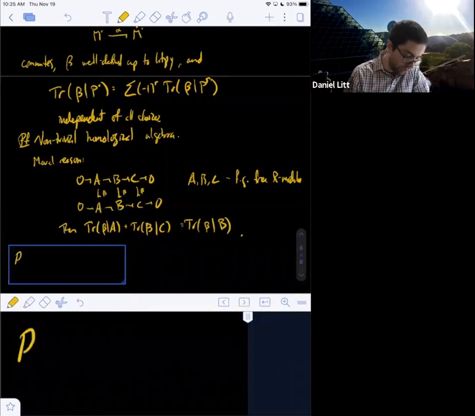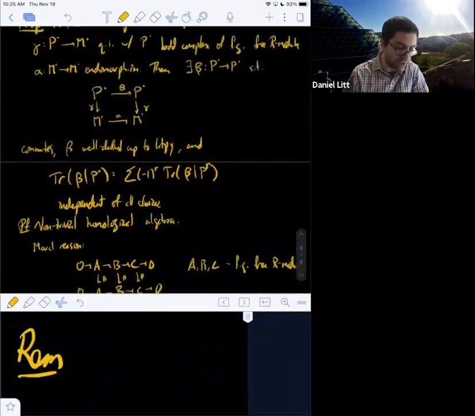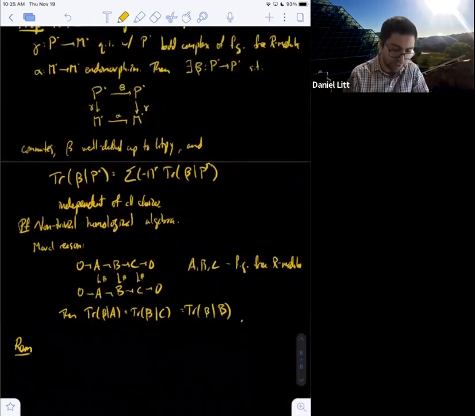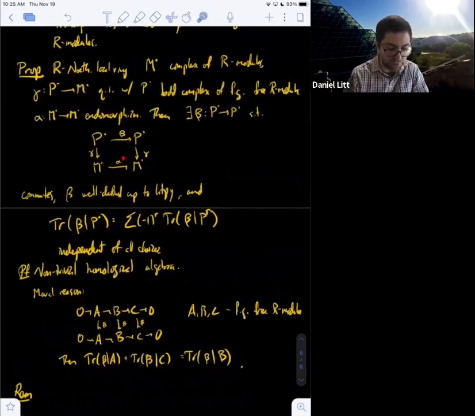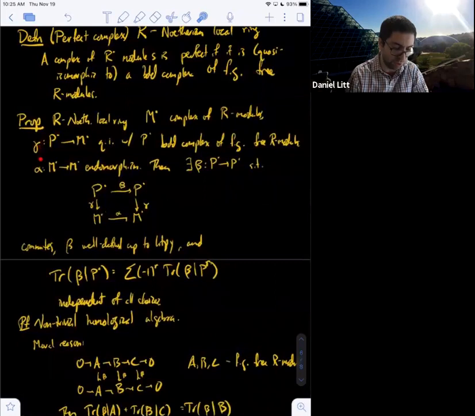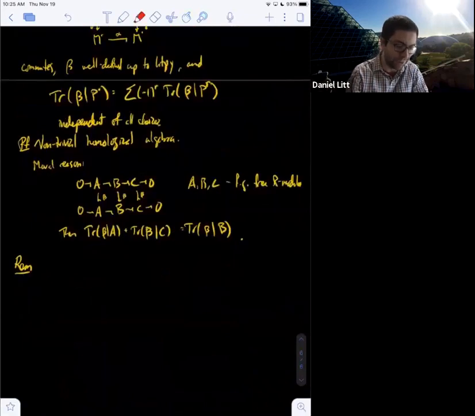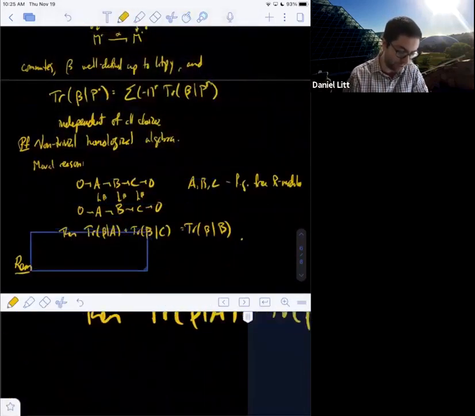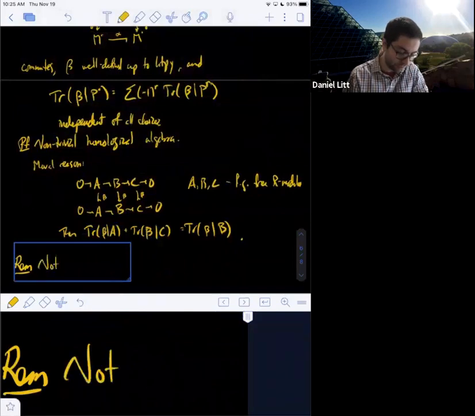Okay, so the big remark is that this doesn't just solve our problems. This tells us how to define the trace of an endomorphism of a complex if that complex is perfect, so if it's quasi-isomorphic to a bounded complex of finitely generated free R modules. So the remark is that not all complexes are perfect.